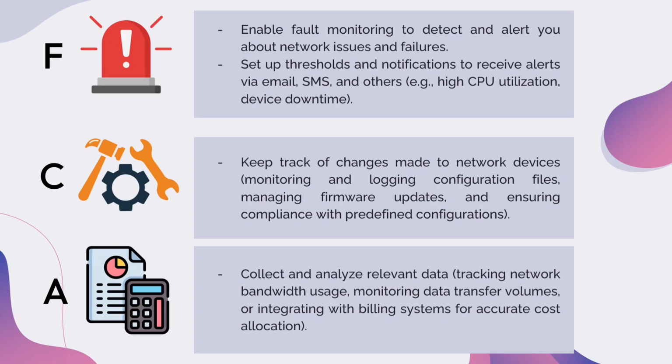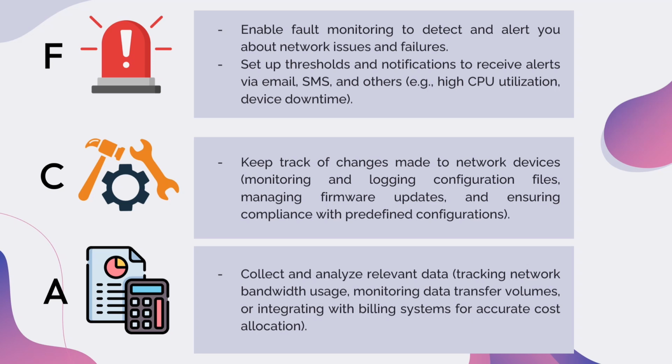So first, for fault, we need to configure fault monitoring by enabling fault monitoring to detect and alert about network issues and failures. We need to set up thresholds and notifications to receive alerts via email, SMS, or other preferred methods when certain conditions are met, like high CPU utilization, device downtimes, and others.